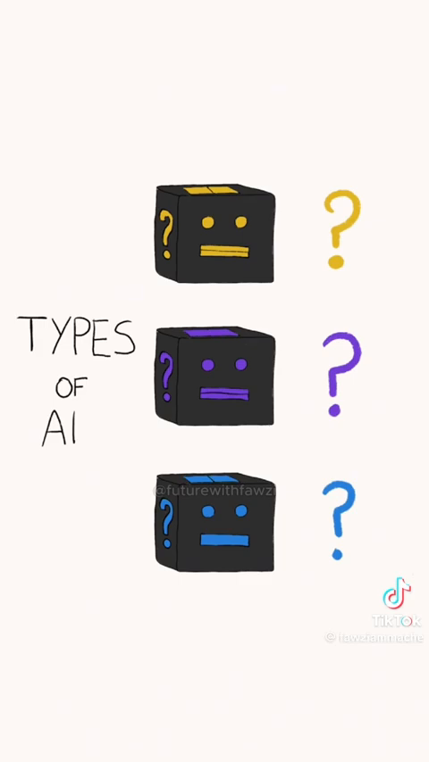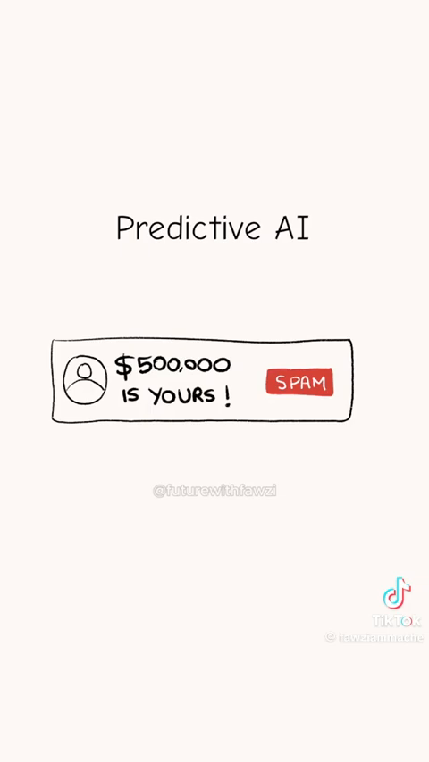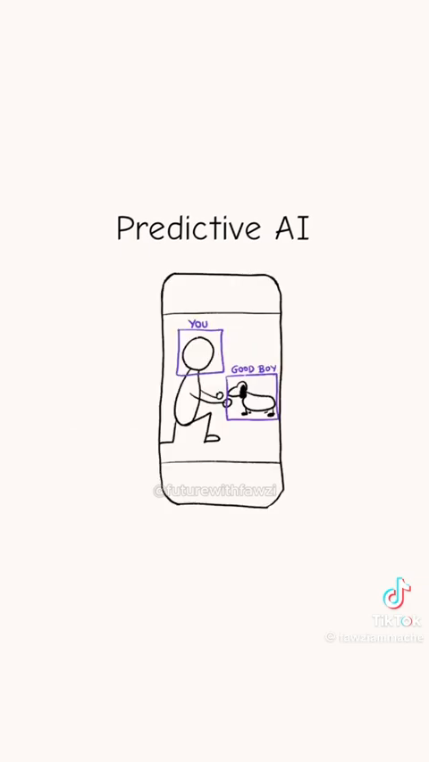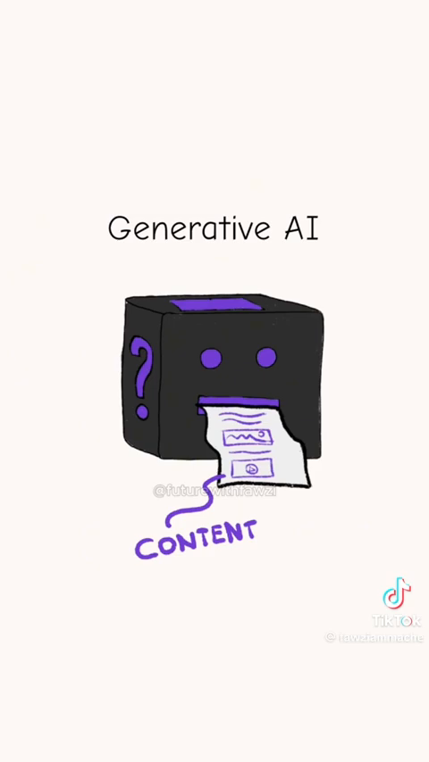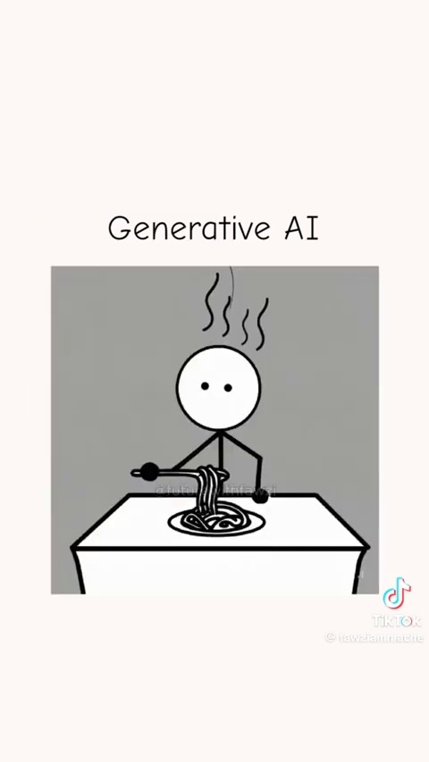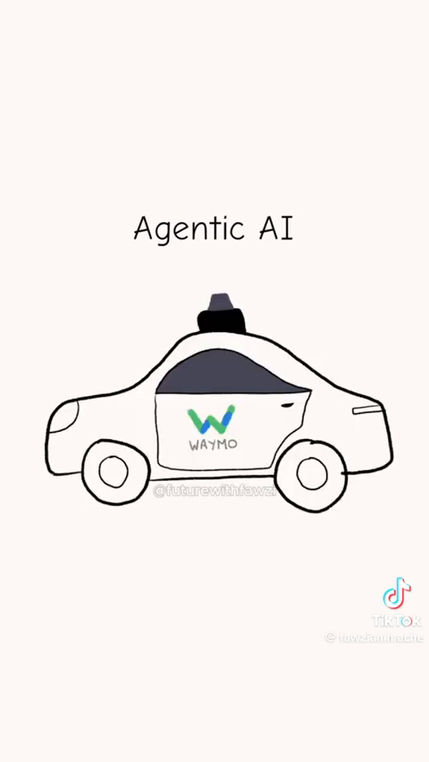And there's 3 types of AI boxes you should know about, and you can differentiate them based on their output. First, we have predictive AI, which labels things based on prior data, like marking an email as spam, identifying someone in a picture, or recommending what you should watch. Generative AI creates new content like text, images, and videos. Agentic AI outputs actions based on a given task, like self-driving cars.